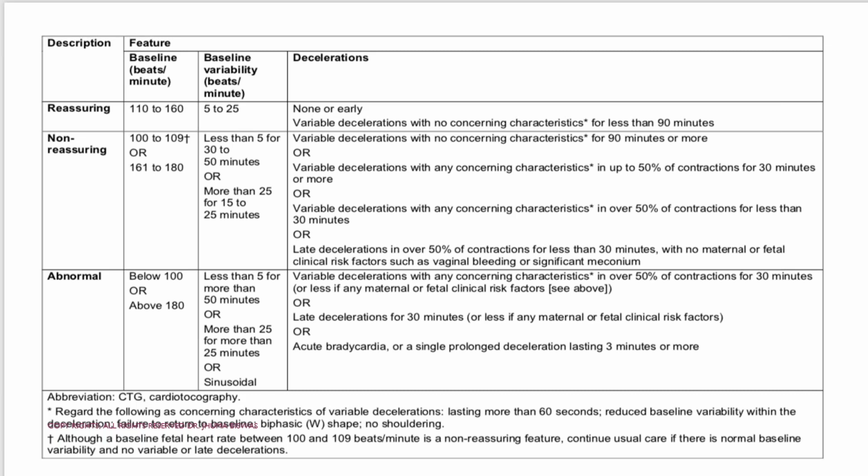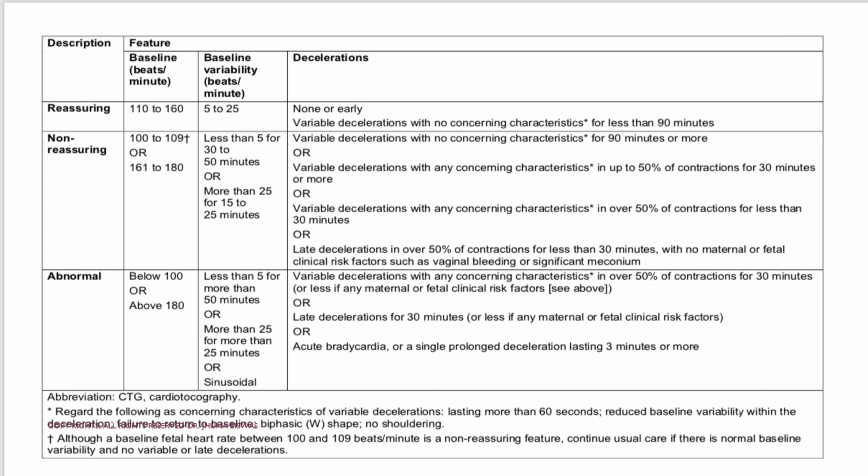If you see at any point there is a late deceleration, that is obviously abnormal. Any acute bradycardia, when there is a single prolonged deceleration of 3 minutes or more, then that is also abnormal. So always think about that. If there is any late deceleration or any acute bradycardia, obviously that is abnormal.